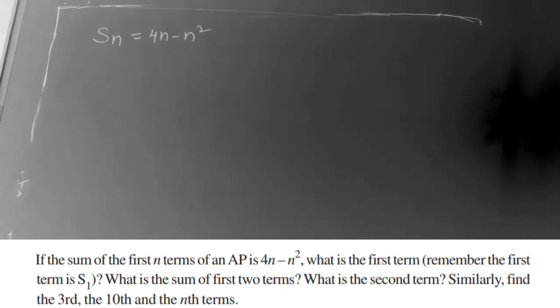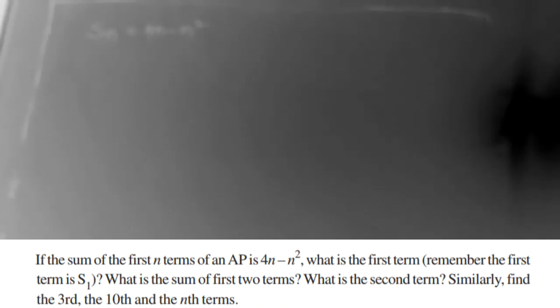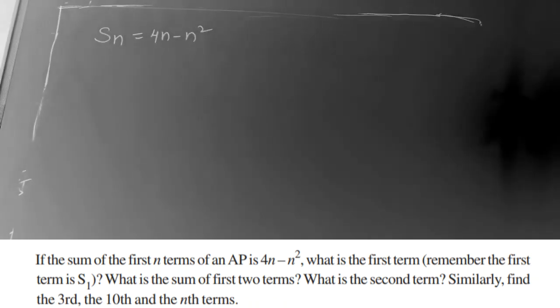So, he has given the sum of n terms of the series, that is Sn is equal to 4n minus n square, and he is asking to find the first term of the series, the sum of two terms. Next he is asking to find the second term and also the third term, as well as the 10th term and the nth term of the series.